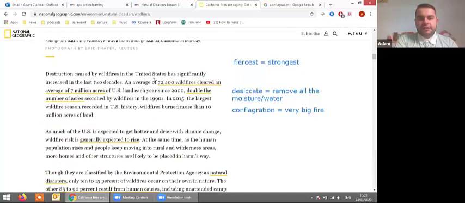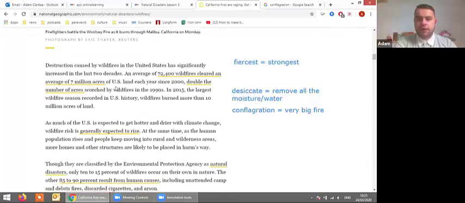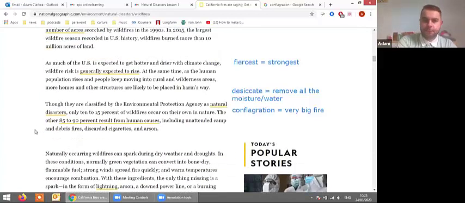It's increased significantly in the last 2 decades. An average of 72,000 wildfires cleared an average of 7 million acres in the US since 2000, and double the number of acres scorched by wildfires in the 1990s. The largest wildfire season was in 2015. Wildfires burned more than 10 million acres of land. So it's a big problem that they've had.